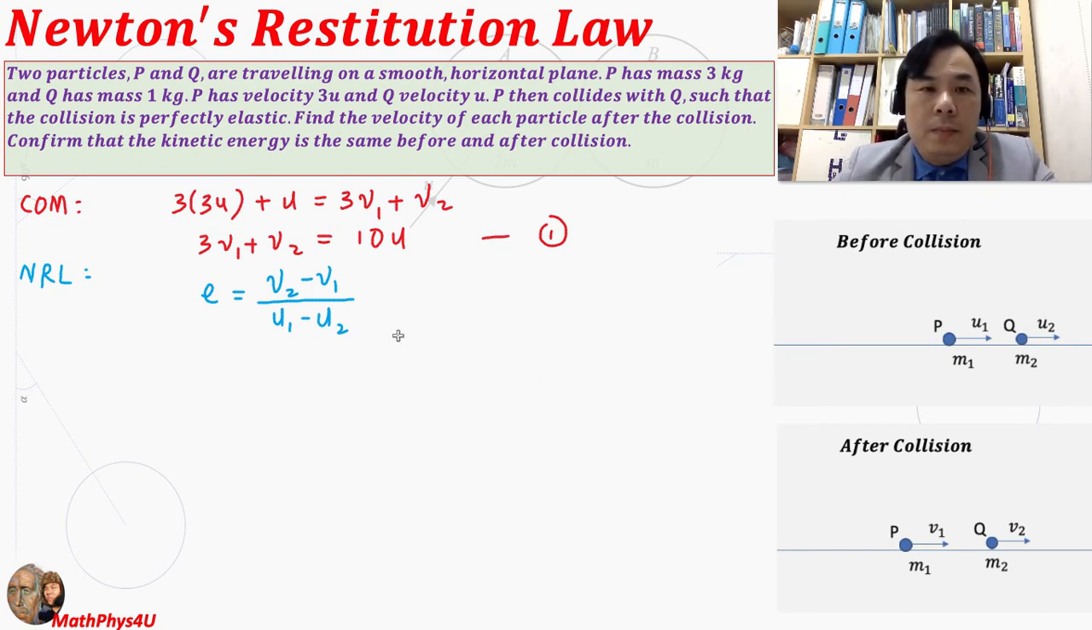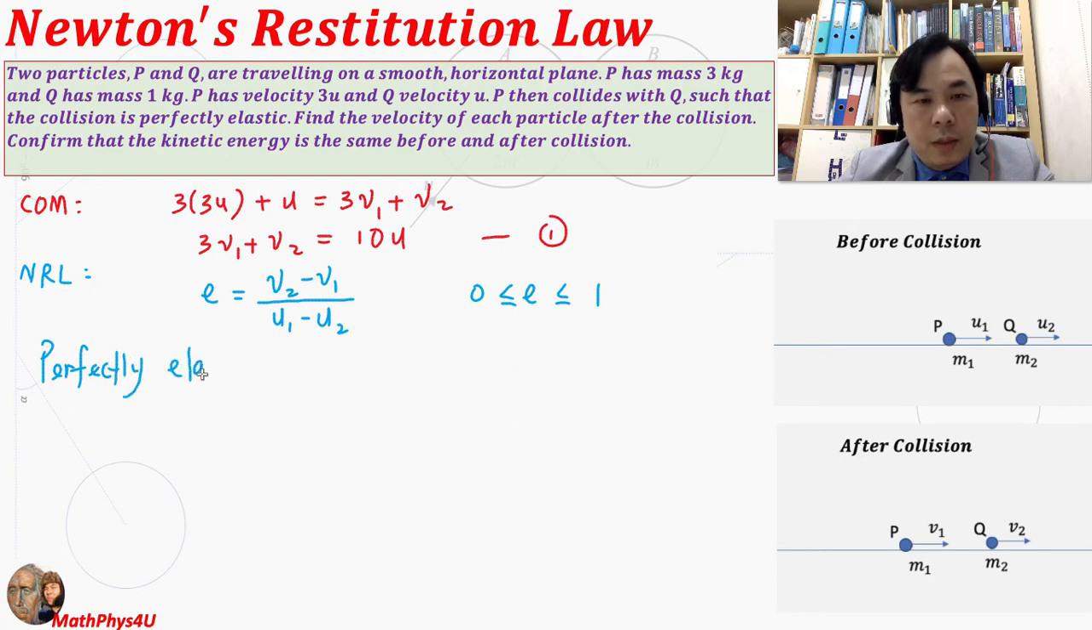Knowing that this is a perfectly elastic collision, one more thing we must remember is that in your syllabus, the coefficient of restitution satisfies the domain 0 to 1. For a perfectly elastic collision, we know that e is equal to 1 here. Because e is equal to 1, we indirectly obtain this.